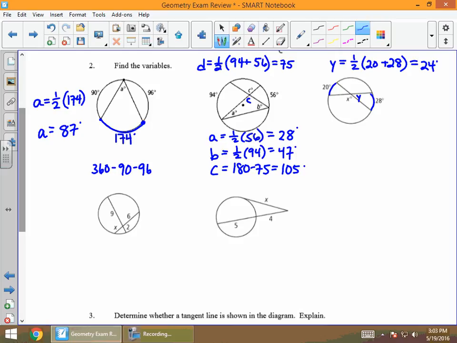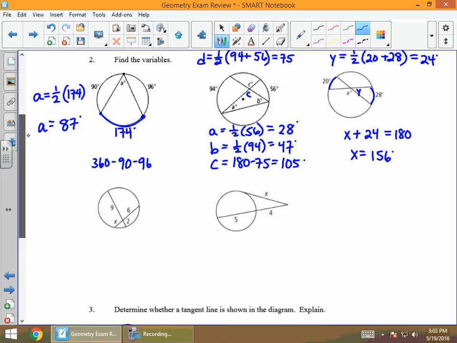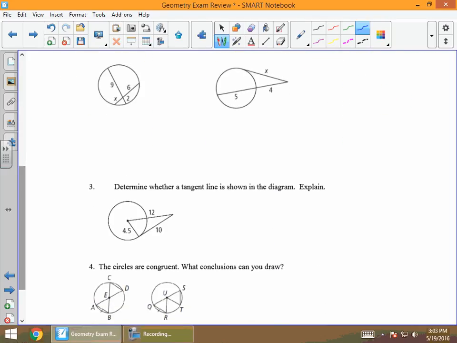X and y are a linear pair. So x plus y, which we said is 24, has to equal 180. So that means x has to be 180 minus 24, which is 156 degrees. So knowing a lot about the linear pair theorem and knowing how to find the measures of angles when you have arcs is what this question's really trying to get to. All right, as I scroll down, these next couple of problems have to deal with distances.